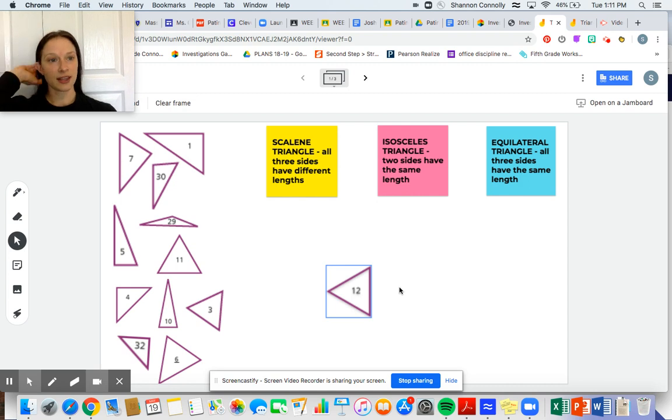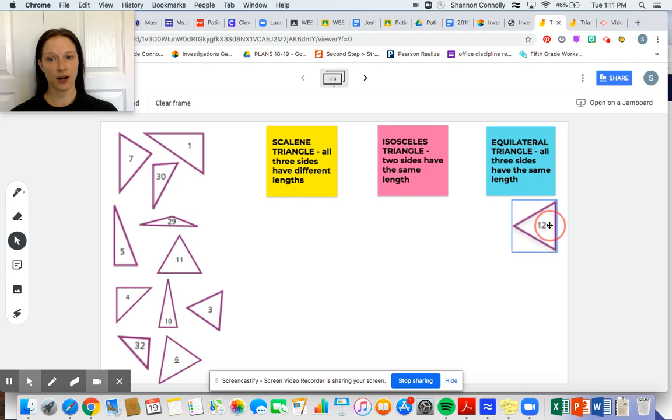So when you take a look at this, I want you thinking, does it have no sides that are the same length? All 3 sides are different. Does it have 2 sides that are the same length? Or does it have 3 sides that are the same length? And I'm sure by looking at this triangle, you can clearly see that all 3 sides are the same length. So we scoot that right on over to our equilateral triangle category. We can call this triangle, triangle 12, an equilateral triangle because it has all 3 sides the same length.